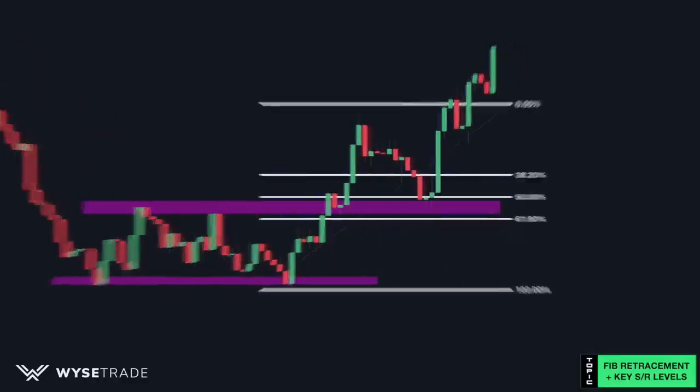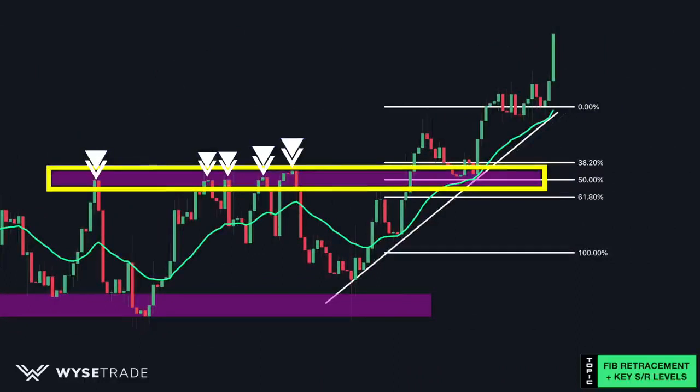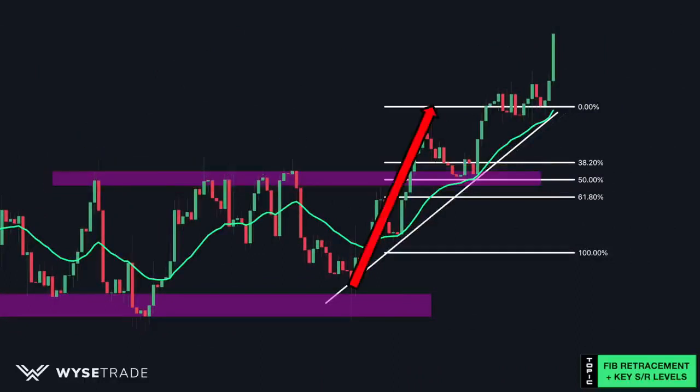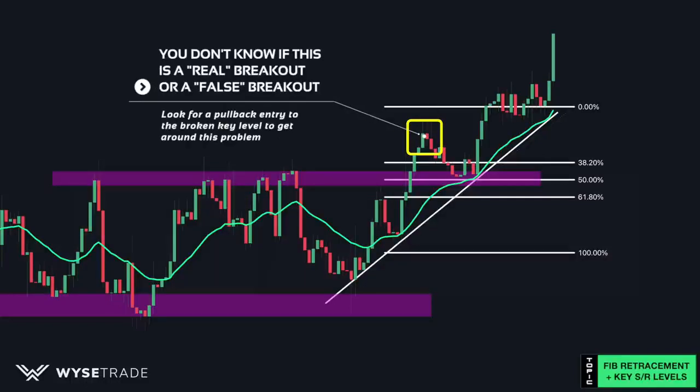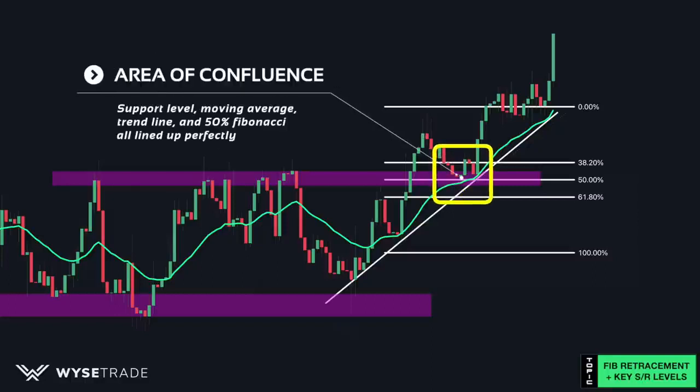So again, these reversal points give you a key level. Price breaks through the very key level, showing how strong the uptrend is. Now you don't know if this is a false breakout or not, so one way to get around this problem is to look for a pullback entry, which you had right here, where the support level, moving average, trend line, and 50% Fibonacci all lined up perfectly, making it an area of confluence.